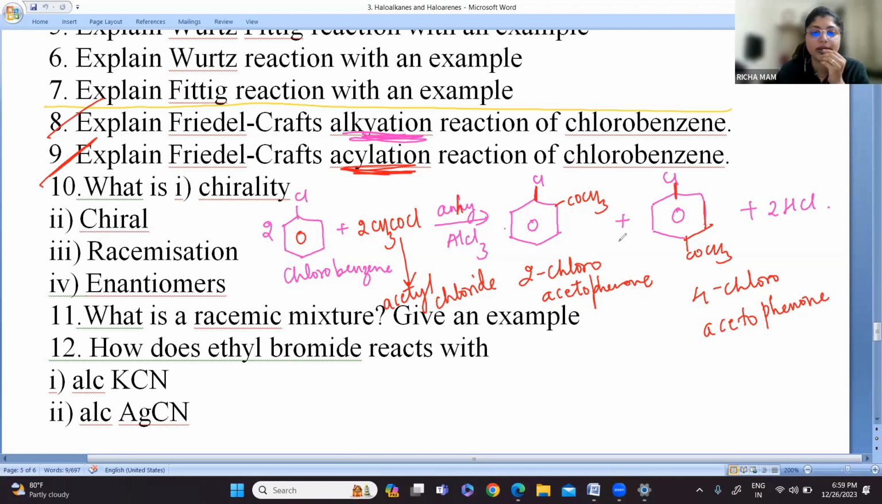Which are the ortho and para products? One is 2-chloroacetophenone and the second one is 4-chloroacetophenone. So this is the ortho product, this is the para product. Okay, 1,2 substituted and this is 1,4 substituted. So Friedel-Crafts alkylation is one question and Friedel-Crafts acylation is another question. Understood? Are these two questions cleared?